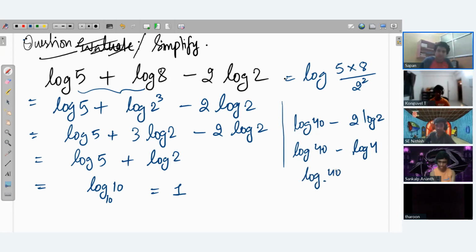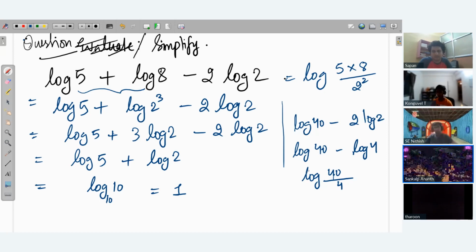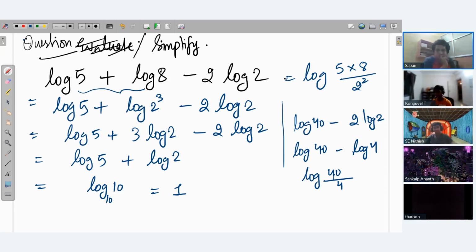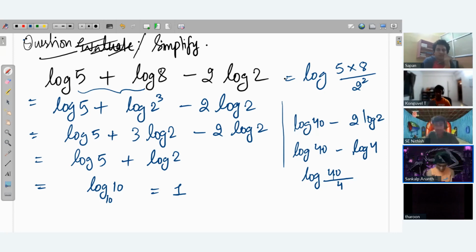Sir, I didn't do it like log 40 divided by 4. Sir, I did log 40 minus 2 log 2 is gonna be log only, right? Because log minus 2 log is gonna be log, right? Sorry, negative log, right? What? I don't understand. No, sir. I used the second law where log m minus log n is log m by n. And as there is negative 2 log and one positive log, I cancelled out one log and only one negative log remains.